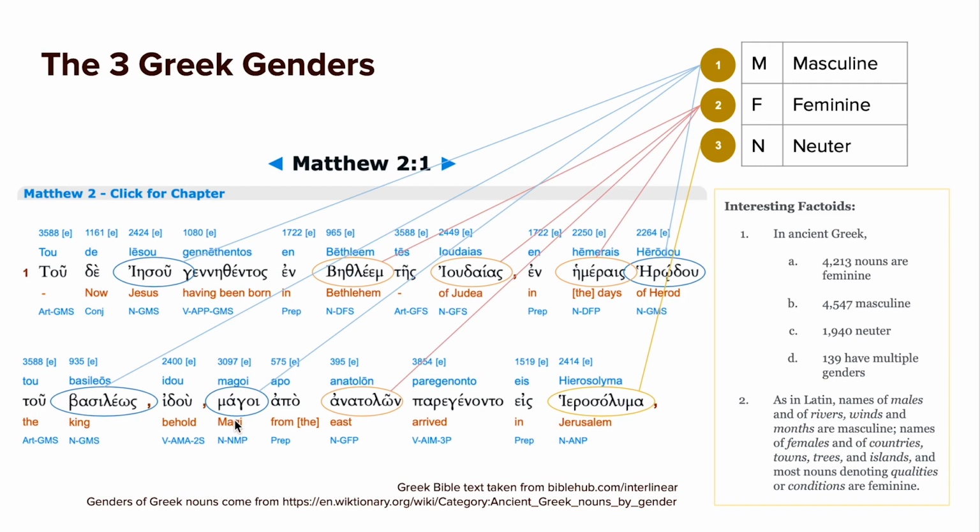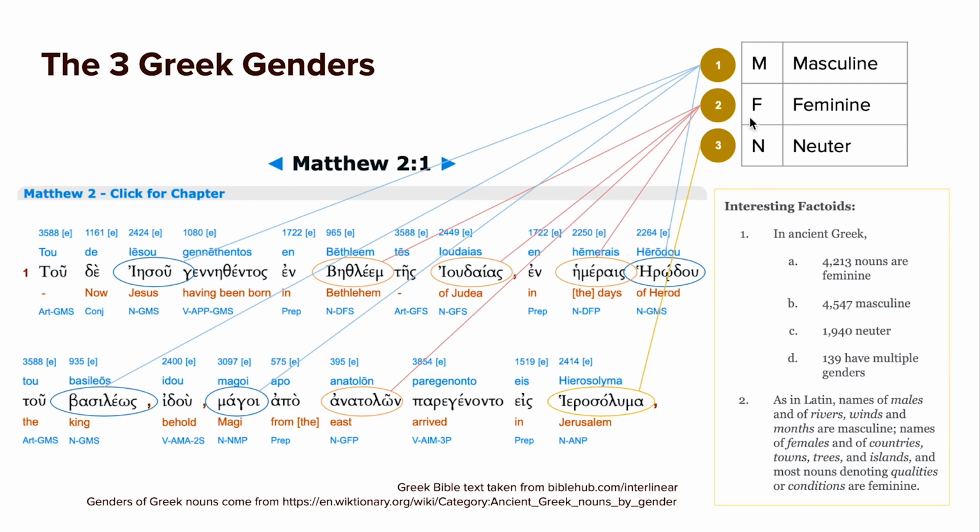And then we have the Magi, which are plural, nominative, masculine, plural, nominative because it's the subject. Magi from the east arrived. They're the subject. So we have nominative, masculine, plural, magoi.